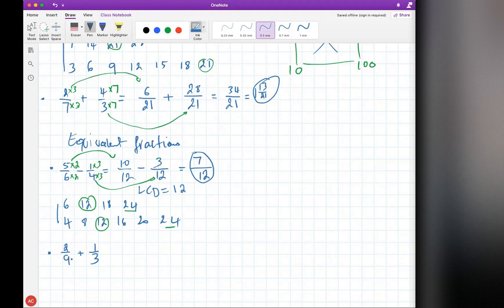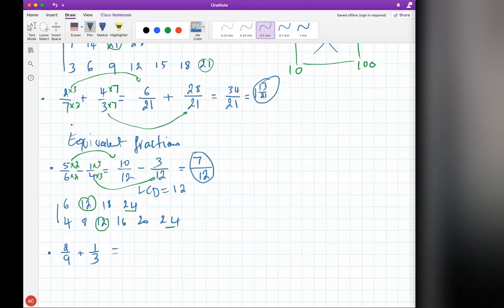So sometimes your LCD can be one of these numbers, and you just have to multiply the second fraction. Here's how you figure out whether the LCD is here. Sometimes you don't even have to find the multiples. That's when one of the numbers goes into the other evenly, meaning a specific number of times. Only if one goes into the other, your LCD is right here. You don't need to do any multiples.